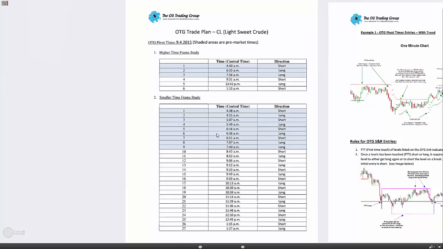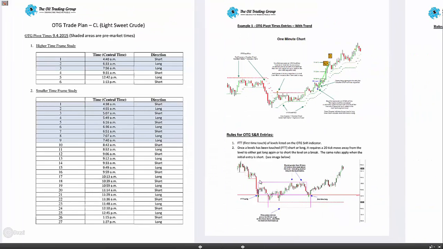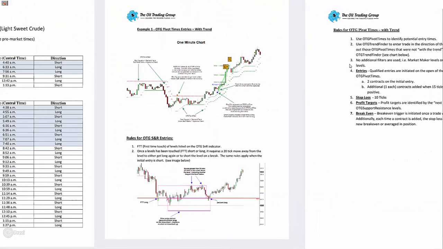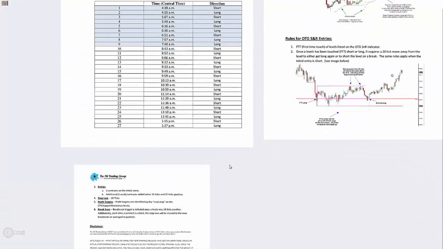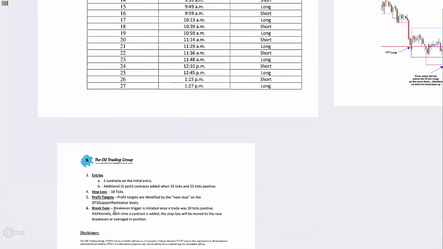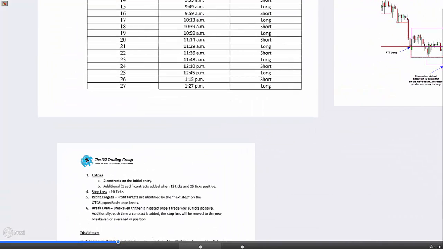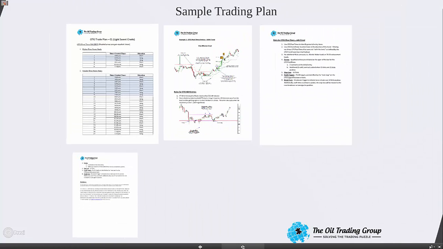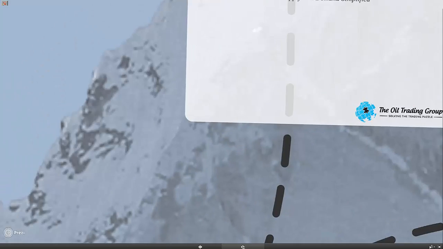So we have some pivot times that we look at. We have our setups and what those entries look like. We give you some rules for that, and then of course we give you the entries and the profit targets, etc., revolving around our money management aspect. Again, this is just a 4-page sample copy of what we do every day, and this is published every day before we head into trading.